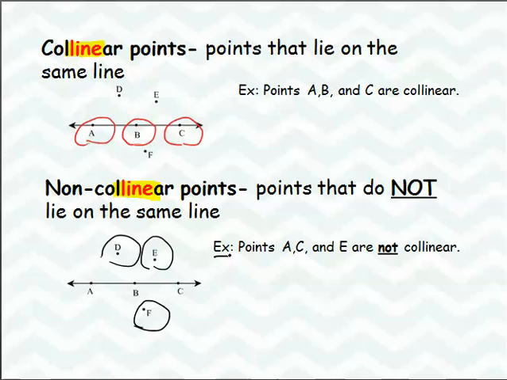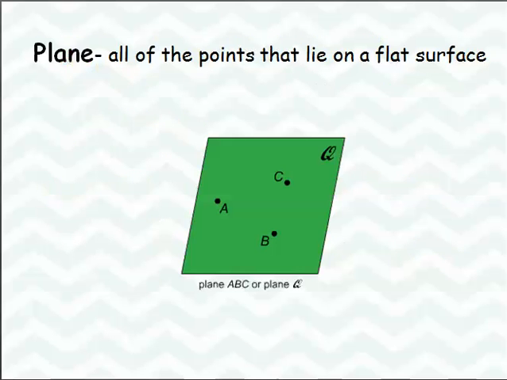If you see the example, it says points A, C, and E are not collinear. A and C would be, but E would not be in that same line, because you would have to go up and down to connect them. So those points are not collinear. Other items that would not be collinear would be like D, B, and E. Those are non-collinear points.